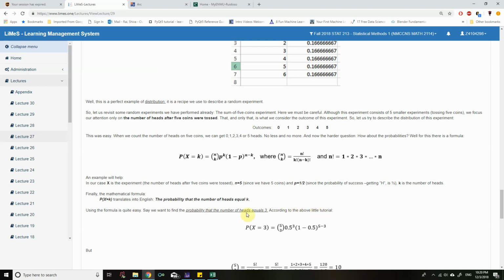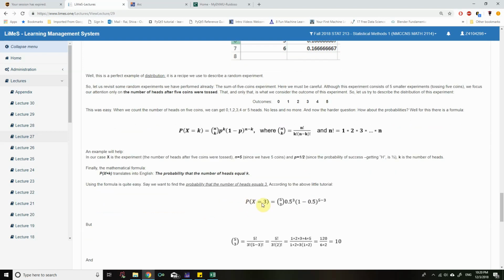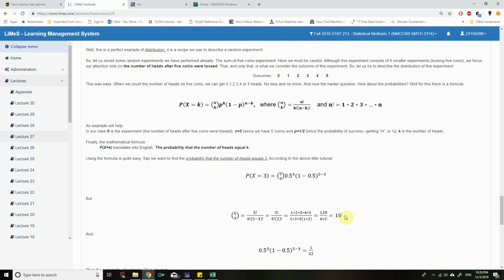According to the above little tutorial, P(X = 3) means you plug in 3 in here. And then n is 5, since the highest number of outcomes is 5. So 5 choose 3, times 0.5 whole cube, that means 1/2 cubed, times 1 minus 0.5 to the power 5 minus 3, that's n minus k.